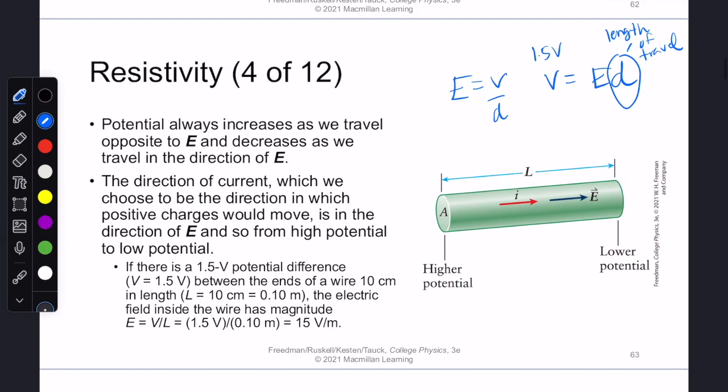And so that can give us the electric field setup inside the wire, which we're going to assume to be uniform. So for example, if we have 1.5 volts and the wire is 10 centimeters, then that would set up an electric field in that wire of 15 volts per meter.